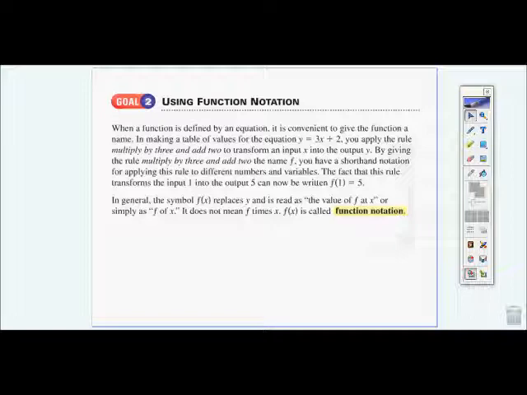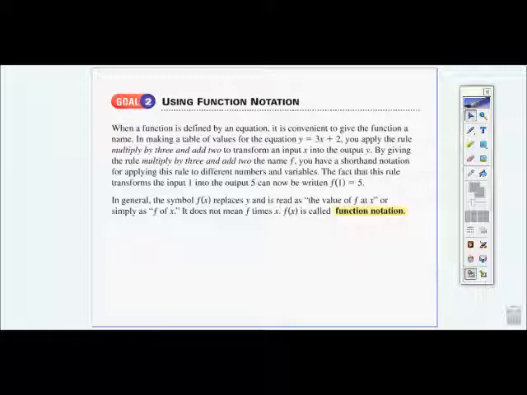So using function notation, which is what we started in lesson 3.7. When a function is defined by an equation, it is convenient to give the function a name. In making a table of values for the equation y equals 3x plus 2, you apply the rule by multiplying by 3 and adding 2 to transform an input of x into an output of y. By giving the rule the name f, or function, you have shorthand notation for applying this rule to different numbers and variables.